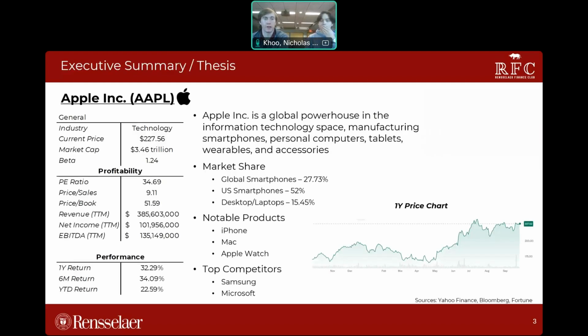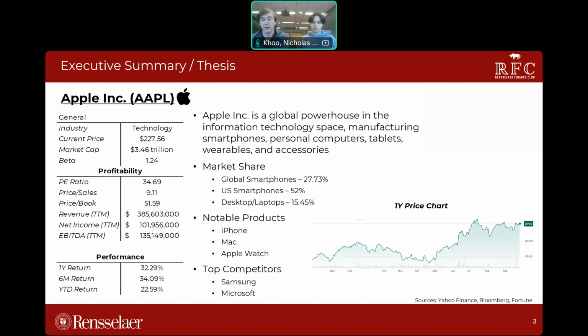So then this is the executive summary and thesis. As you can see on the left side here, I have a number of different data points specifically about Apple as a company, relating to both profitability and historical performance. I have very basic information there in terms of what industry they're in, their current price, their market cap, and what sort of risk adjusted beta they have. And then in the middle, I have some basic information about what products they operate in, what markets they operate in, and what kind of market share they have. Just again, very basic information, and then a little chart there.